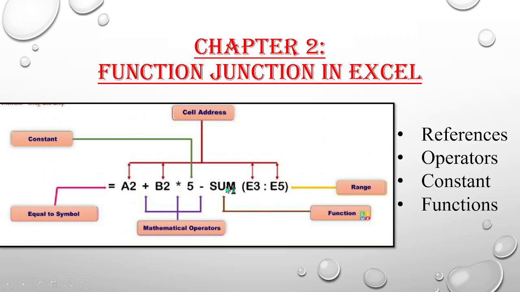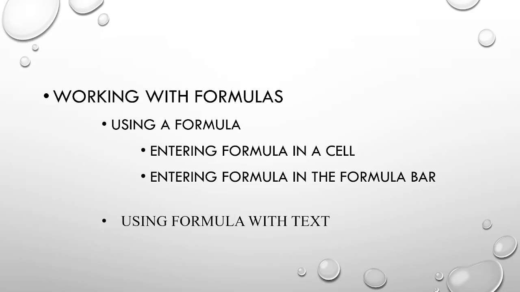The function like SUM is used to find the addition of some numbers, and then the range of the cells. So these are the 4 points that a formula in Excel may consist of: references, that is nothing but cell address, operators, constant, and function. You may not understand this complete formula as of now, but as we progress in the chapter, you will come to understand by doing it practically.